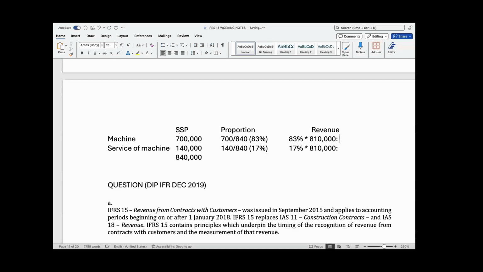672,300. Let's leave it in my hand. What about this one? 137,700.